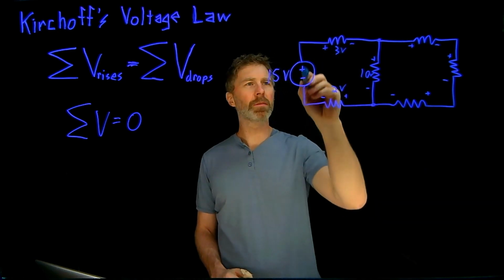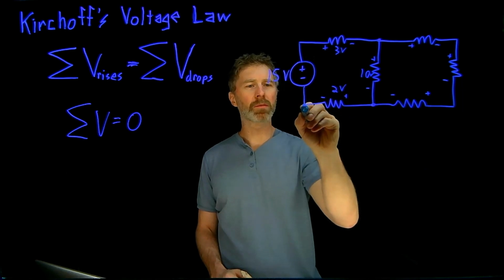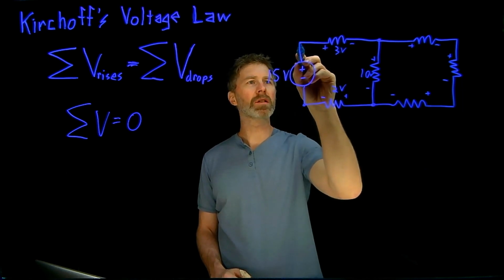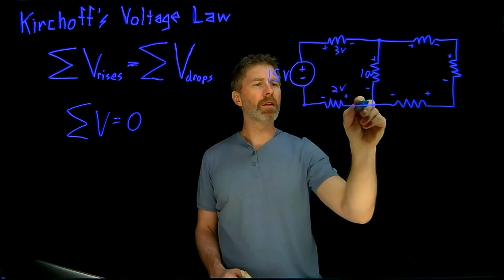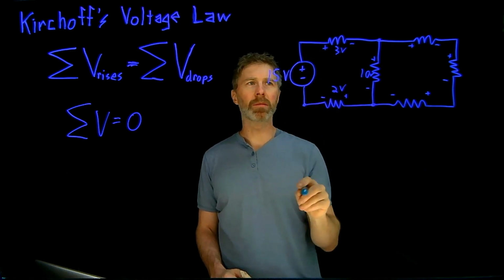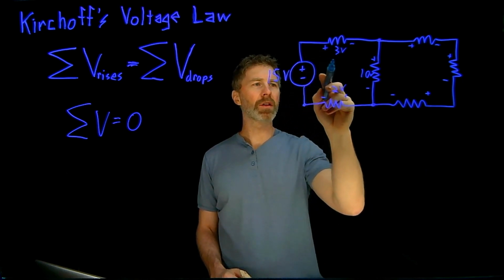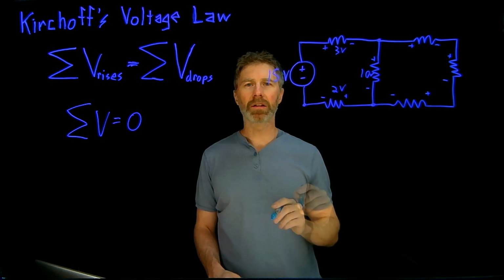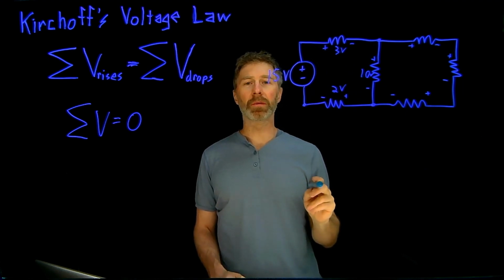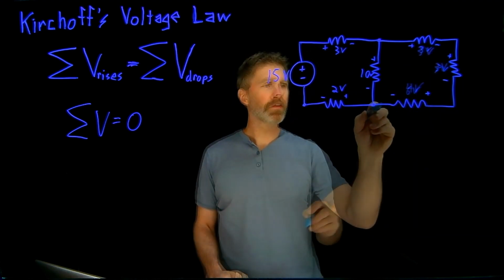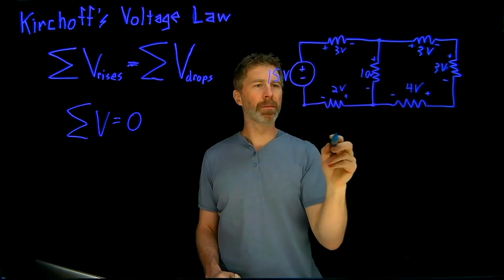So does KVL apply in this loop? Well, if I start in this point, I have a 15-volt rise, a 3-volt drop, a 10-volt drop, a 2-volt drop, and I'm back to the beginning. 15-volt rise, 3 plus 10 plus 2 is 15, and so my voltage drops are equal to my voltage rise. Okay, let's consider this outer loop here.